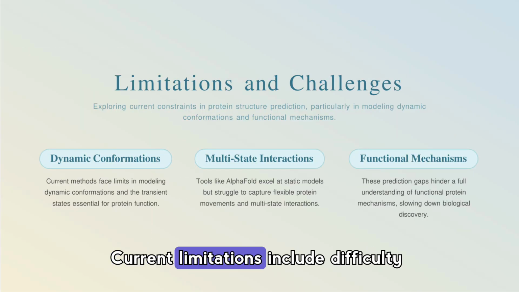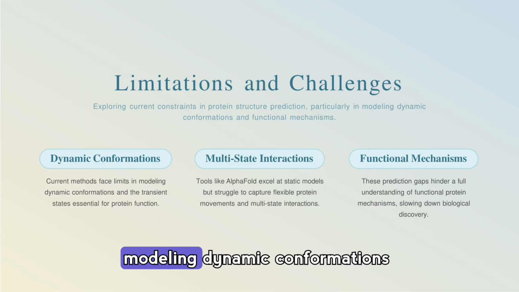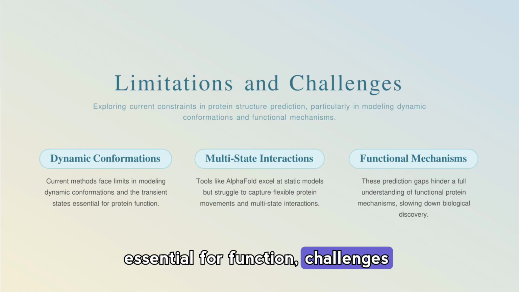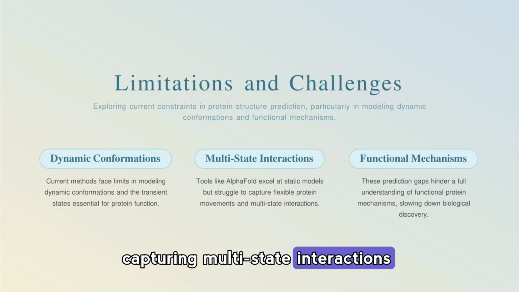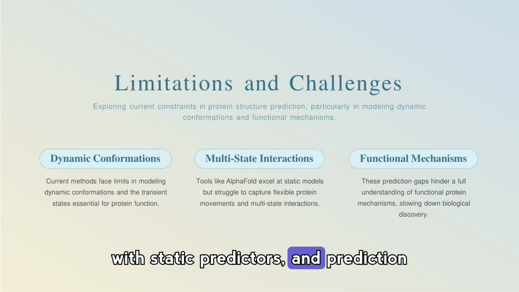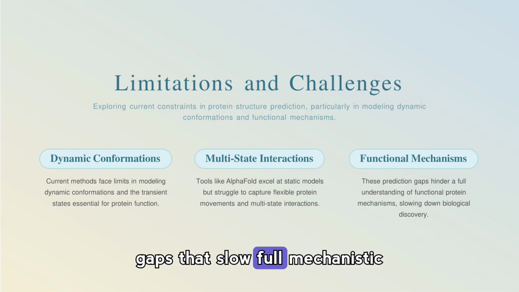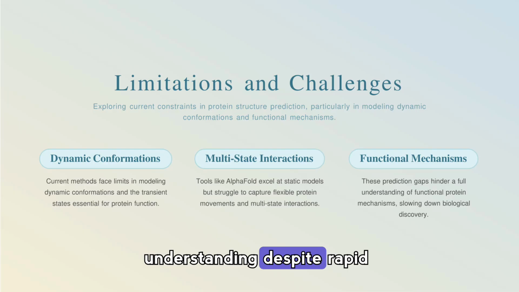Current limitations include difficulty modeling dynamic conformations and transient states that are essential for function, challenges capturing multi-state interactions with static predictors, and prediction gaps that slow full mechanistic understanding despite rapid methodological progress.